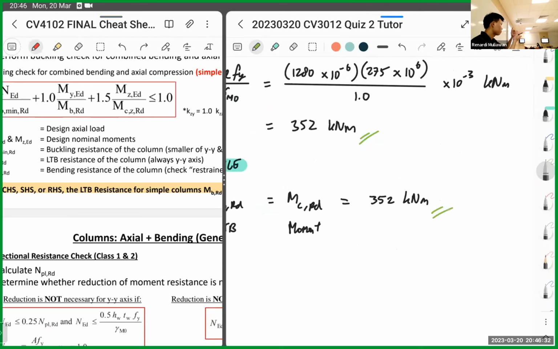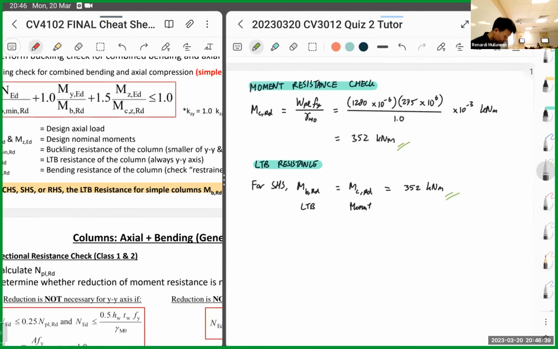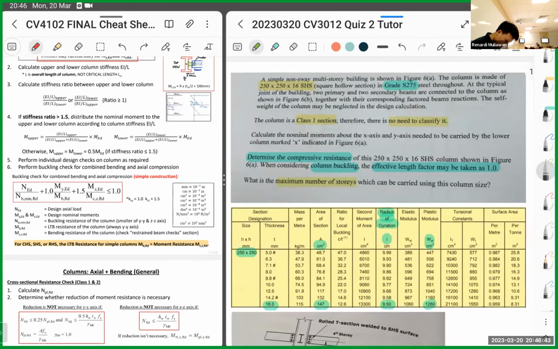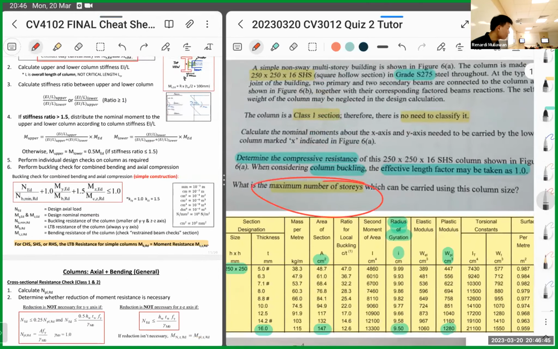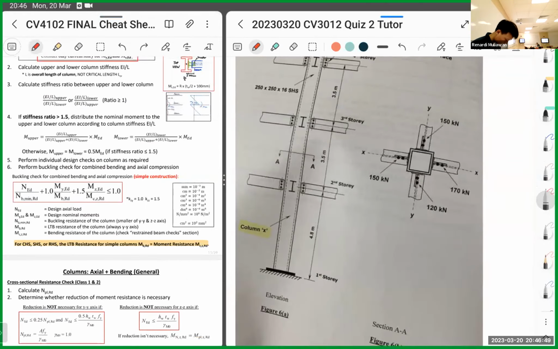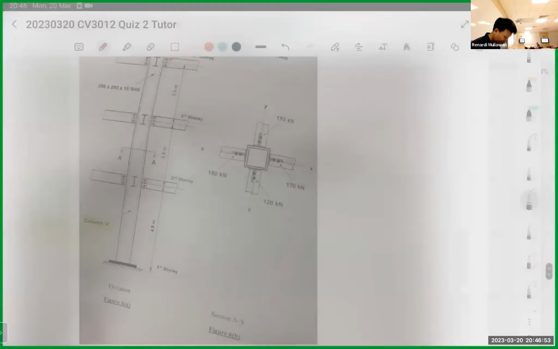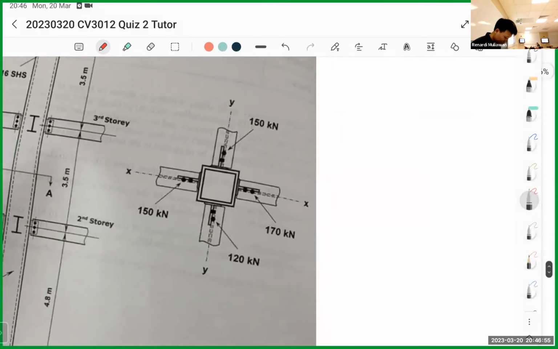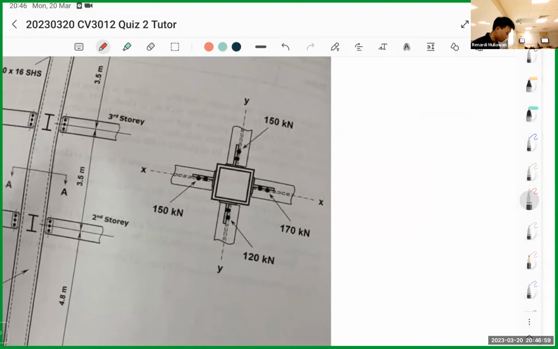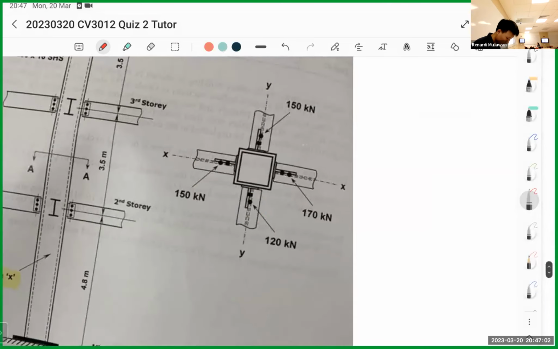We have the axial resistance, the moment resistance, and the LTB resistance. So we have three now. The second question is to find the maximum number of stories. Now we just need to see the actions. Here we have 150, 150, 120, and 170 for one story. This is for one story only.